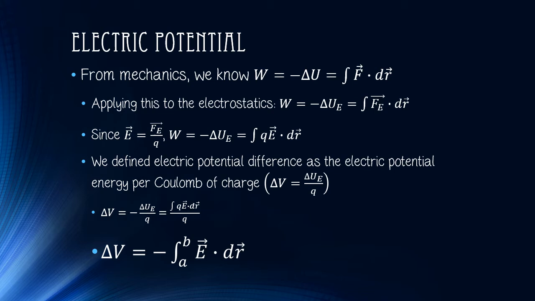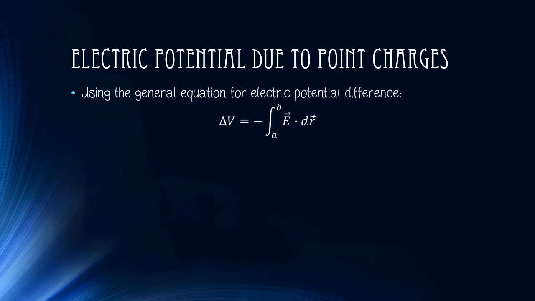I've also made this into a definite integral by putting limits from A to B on here, showing that we're looking at the potential difference between 2 points in an electric field, naming those 2 points A and B. This is a general expression that can be used anytime we have an electric field, and we'll study how we can apply this expression with a few different electric fields.